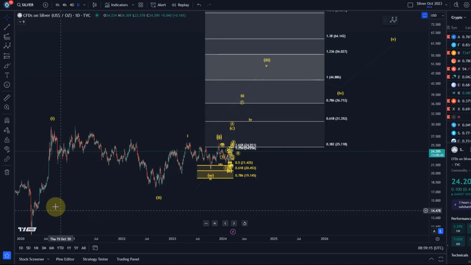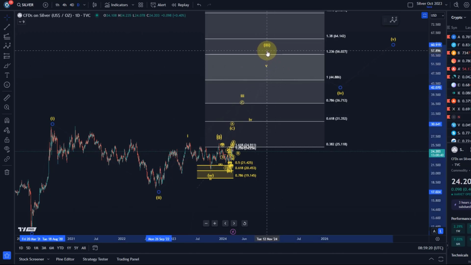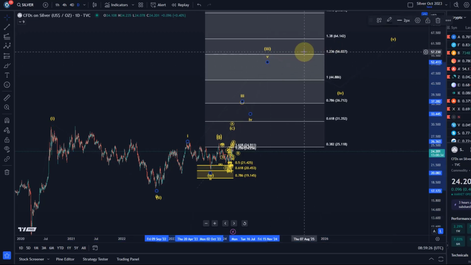And then for the larger degree third wave here, so we're talking about this third wave, the minimum expectation I have is the 1.236 extension target, basically. That's the minimum. Ideally, you would say it's the 1.38 extension. So we talk about $56 or $64. That's what usually is being reached.